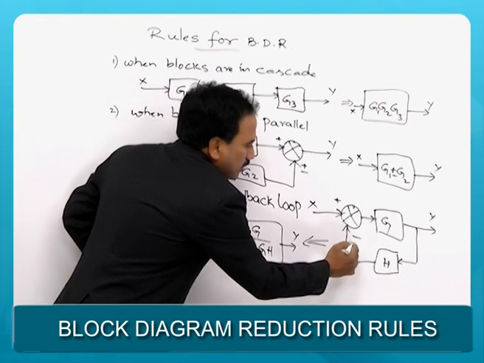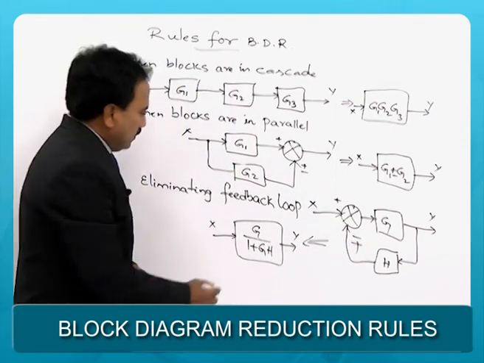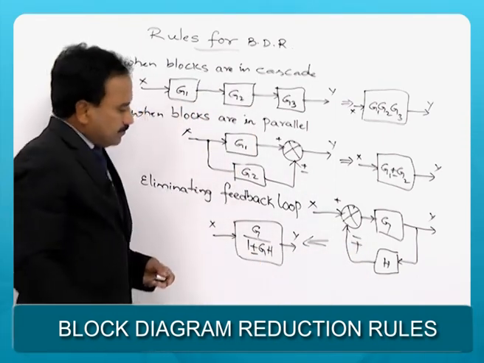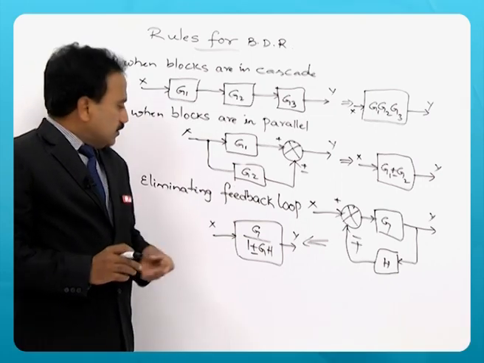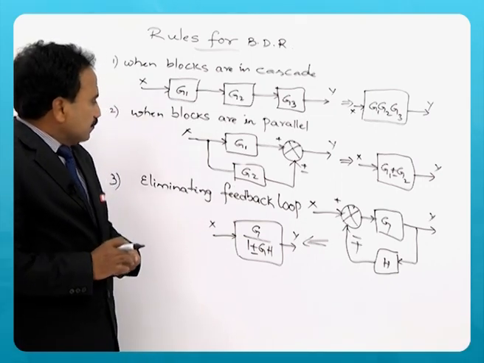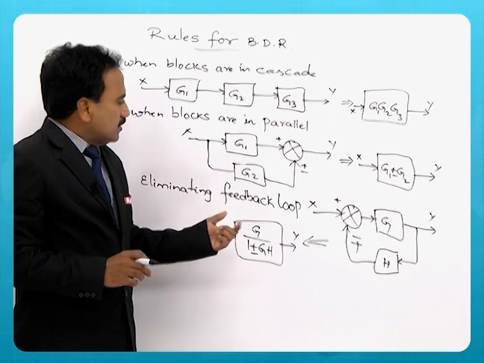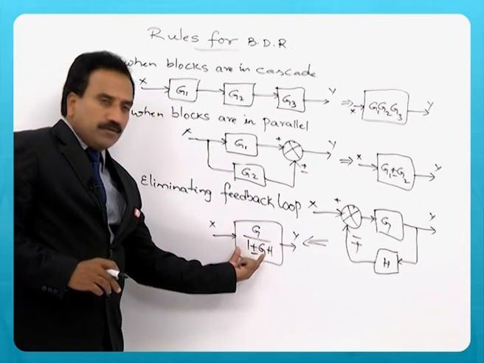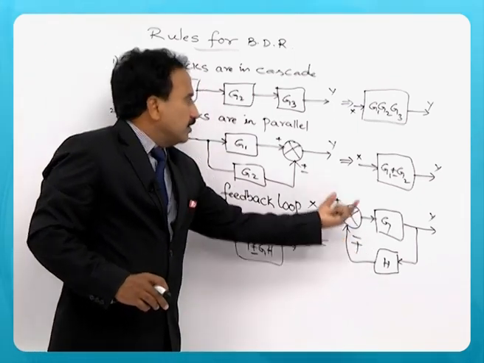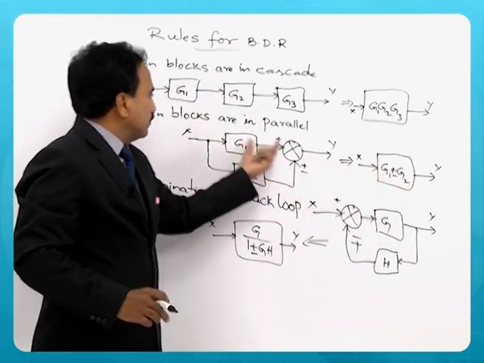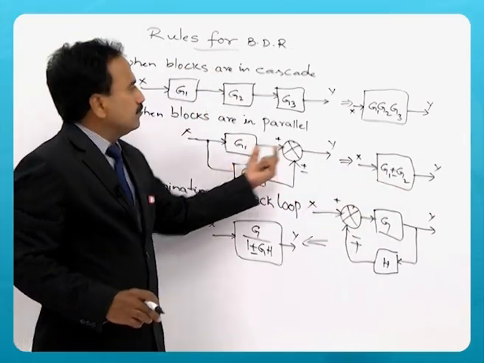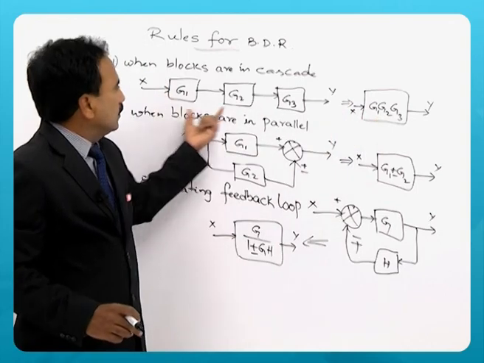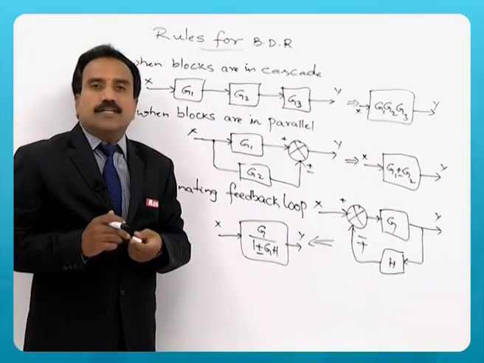If you use plus here, you will get minus here in the reduction diagram. So, I can say that this is the overall transfer function of this loop, this is the overall transfer function of this particular diagram, this is the overall transfer function of these three blocks in cascade.